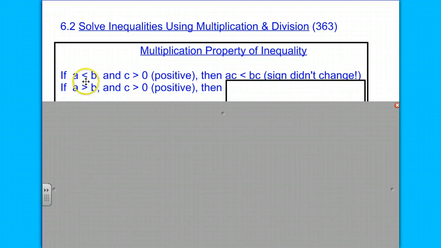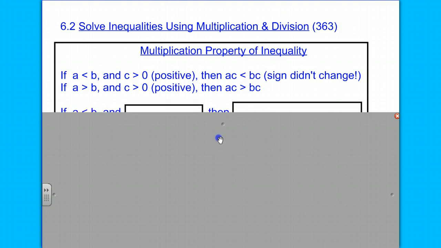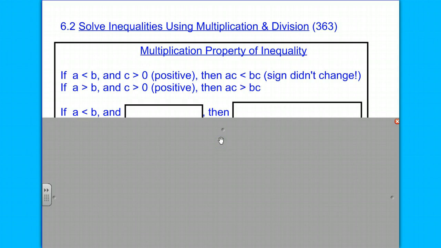Inequalities are a little tedious because we have to show that the same is true for a greater than inequality. So if A is greater than B and C is a positive value, then if we multiply both sides by C, does that change the sign? No. The sign doesn't change. So, what do you think is coming next? Well, no, we're still in the multiplication property.